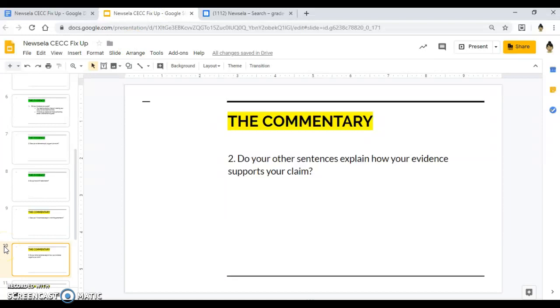So go ahead and pause and ask yourself, do the other sentences in your commentary explain how your evidence supports your claim?